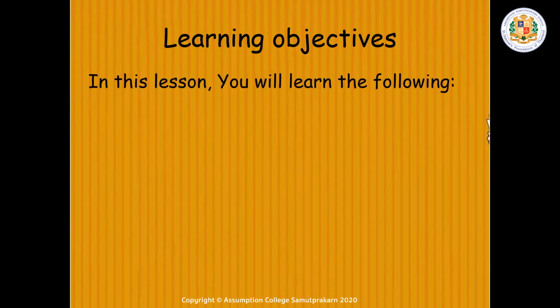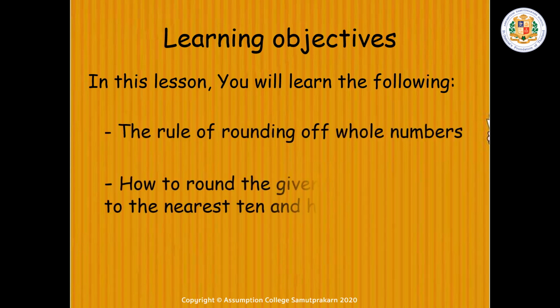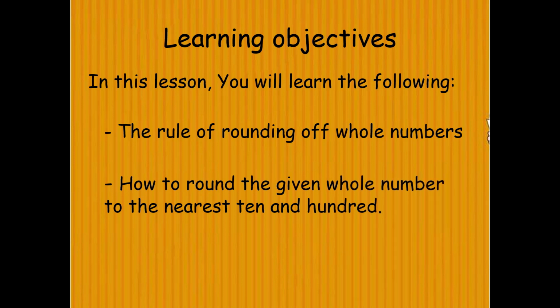Learning objectives. In this lesson, you will learn the following. First, the rule of rounding off numbers. There are some rules that you have to follow in rounding off whole numbers. Second, how to round the given whole number to the nearest 10 and 100. Because you are in primary 4 level, we are going to round the whole number to the nearest 10 and to the nearest 100.